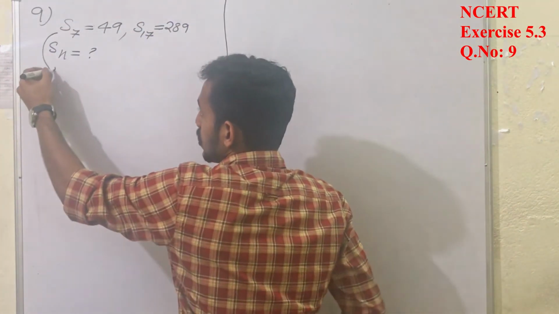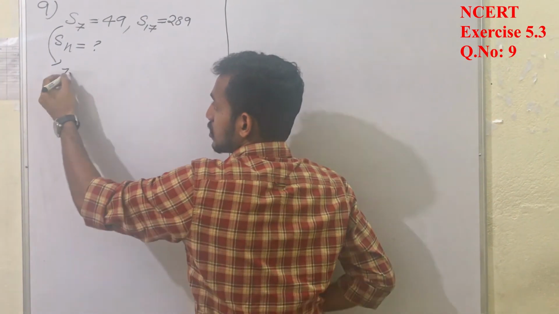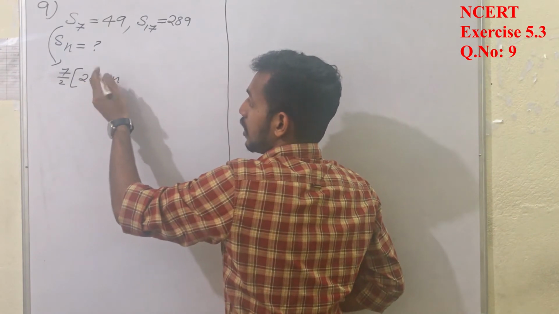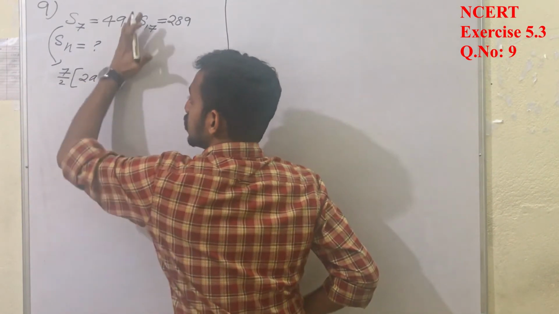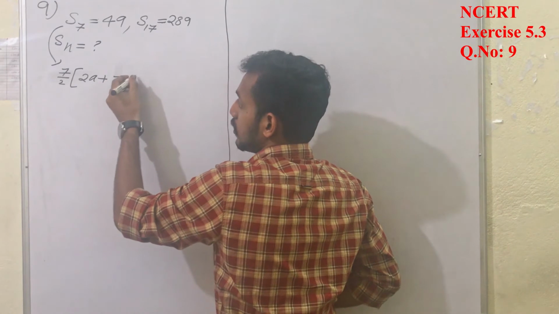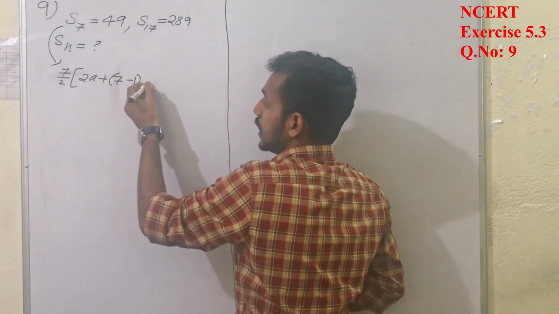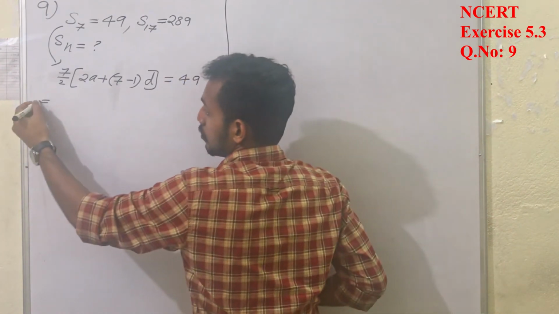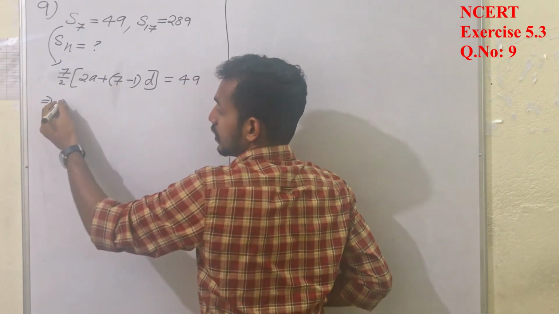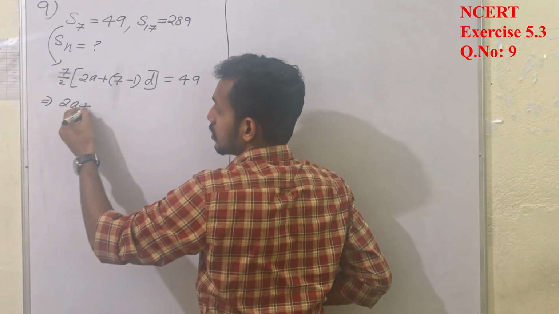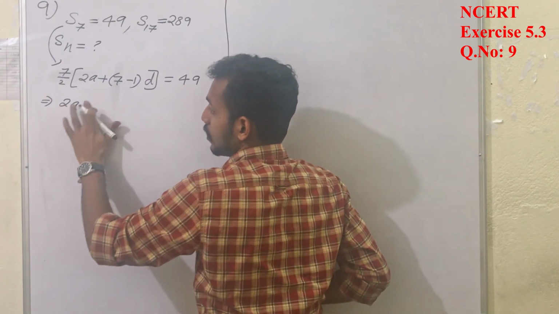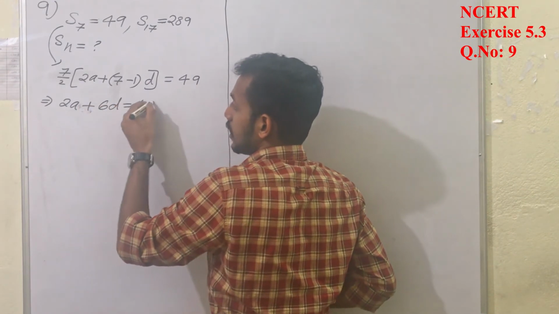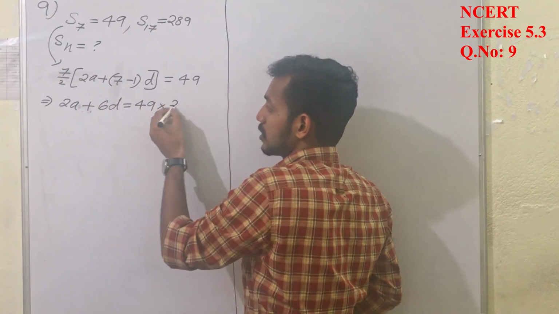So S7 is equal to 49, that implies 7 by 2 into 2a plus 7 minus 1 into d is equal to 49, which implies 7 by 2 taken to right side, we will get 2a plus 7 minus 1 into d will be 6d is equal to 49 into 2 by 7.